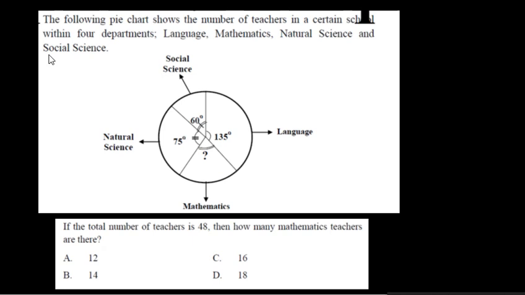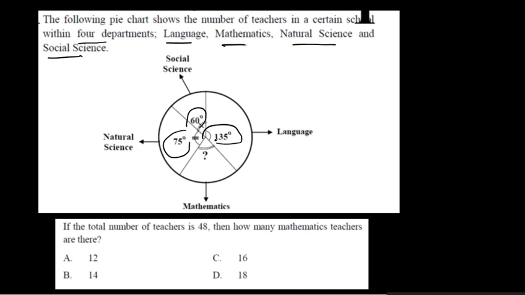Okay, the next question. Here it says, the following pie chart shows the number of teachers in a certain school within 4 departments. There are 4 departments: language, mathematics, natural science, and social science. The degree measure for each is given except the mathematics part. For natural science 75 degrees, social science 60 degrees, and language 135.